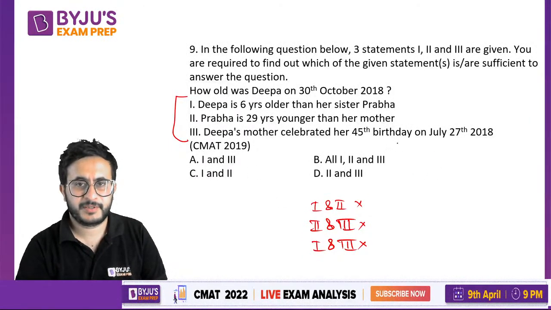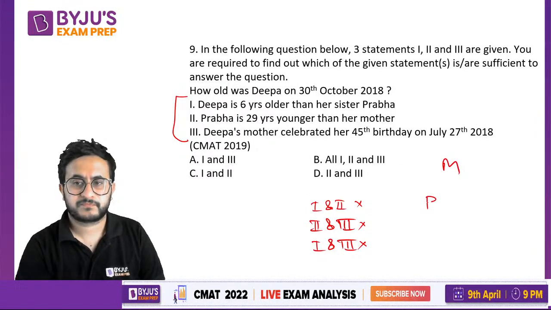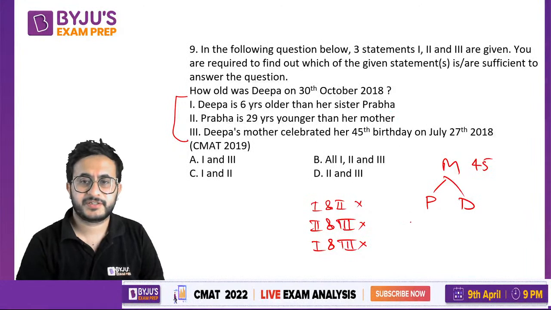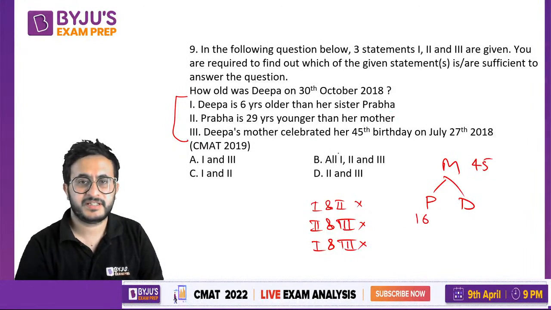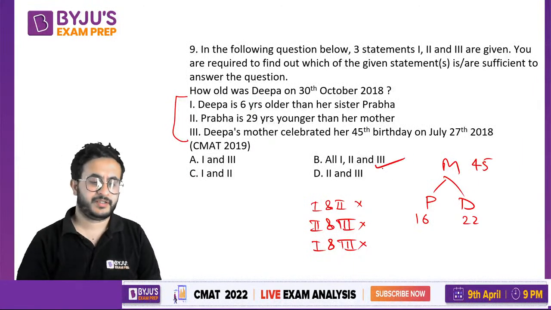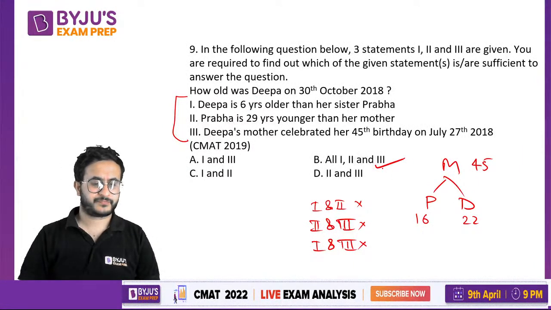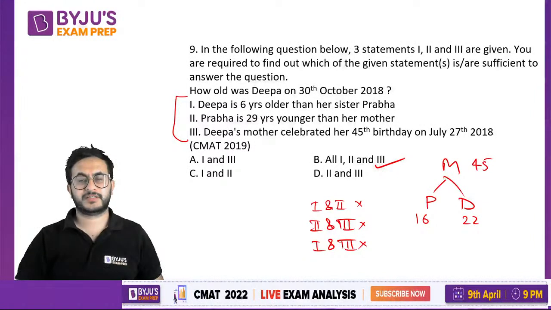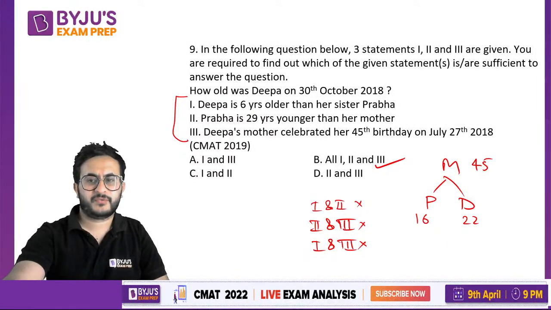So there are three people: Deepa, Prabha, and Deepa's mother. Okay. So it says mother's age is 45, Prabha is 29 years younger, so that will be 16, and Deepa is 6 years older, so that will be 22. So all are required to answer the question. Okay, so when all information is presented, we can answer it. Data sufficiency with three statements also, but quite simple.